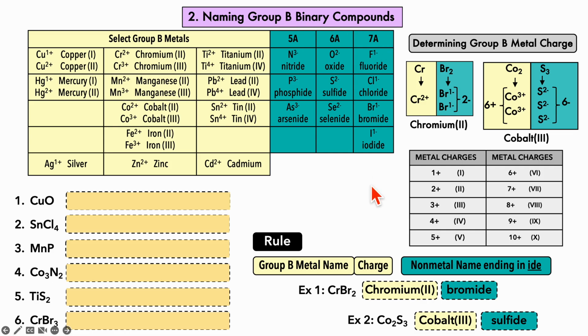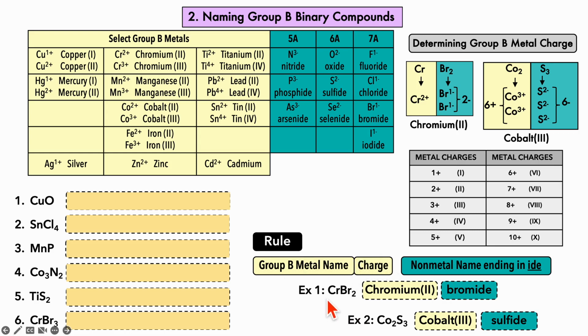It is a little more challenging to name these types of compounds because the one difference between Group B binary compounds and Group A binary compounds is that for Group B binary compounds, the name needs to have a charge. So here is the rule for naming these types of compounds. It looks similar to Group A except that the metal needs to have a charge.